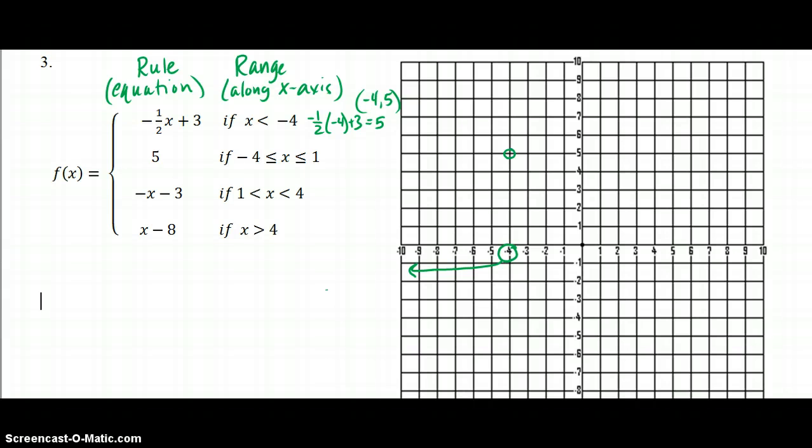And because it has a slope of negative 1/2, we will go up one to the left one, up one to the left one, and so on. And then we can graph that here.